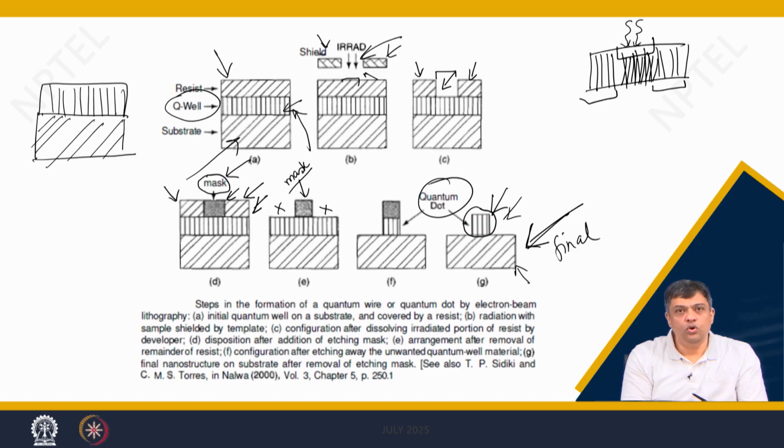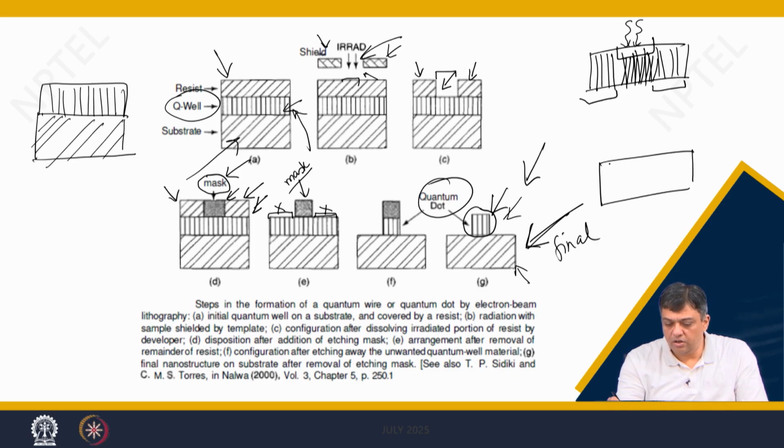Now, what you do? You have a system. So, if I can eliminate these two regions, then actually I may have a structure which is similar to what is required at the final point. So, this is what we are looking at.